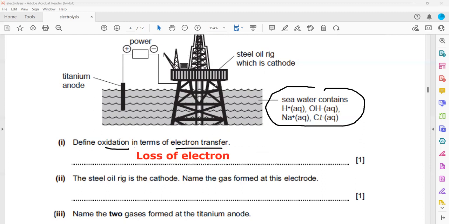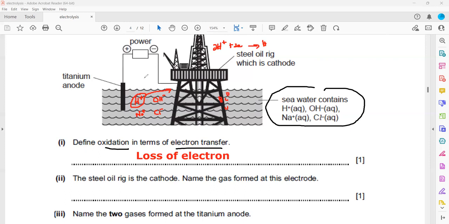Then what happened? The ions which are present in the water are hydrogen ions, hydroxide ions, Na plus, and Cl minus. For positive ions, always the less reactive will move. So in this case, hydrogen will move towards the cathode. When hydrogen moves towards the cathode, the hydrogen ions take 2 electrons and form hydrogen gas. So there will be bubbles at the cathode.